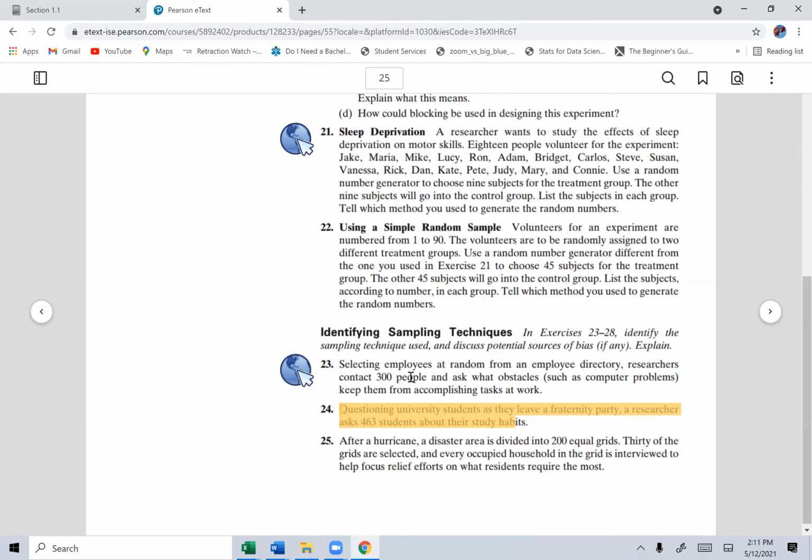So those 300 people that were selected, what do they represent? What kind of sample? You select them at random from an employee directory. Simple random. Yeah, it's simple random. You didn't put them in a basket, but you got them randomly selected. That's what matters.